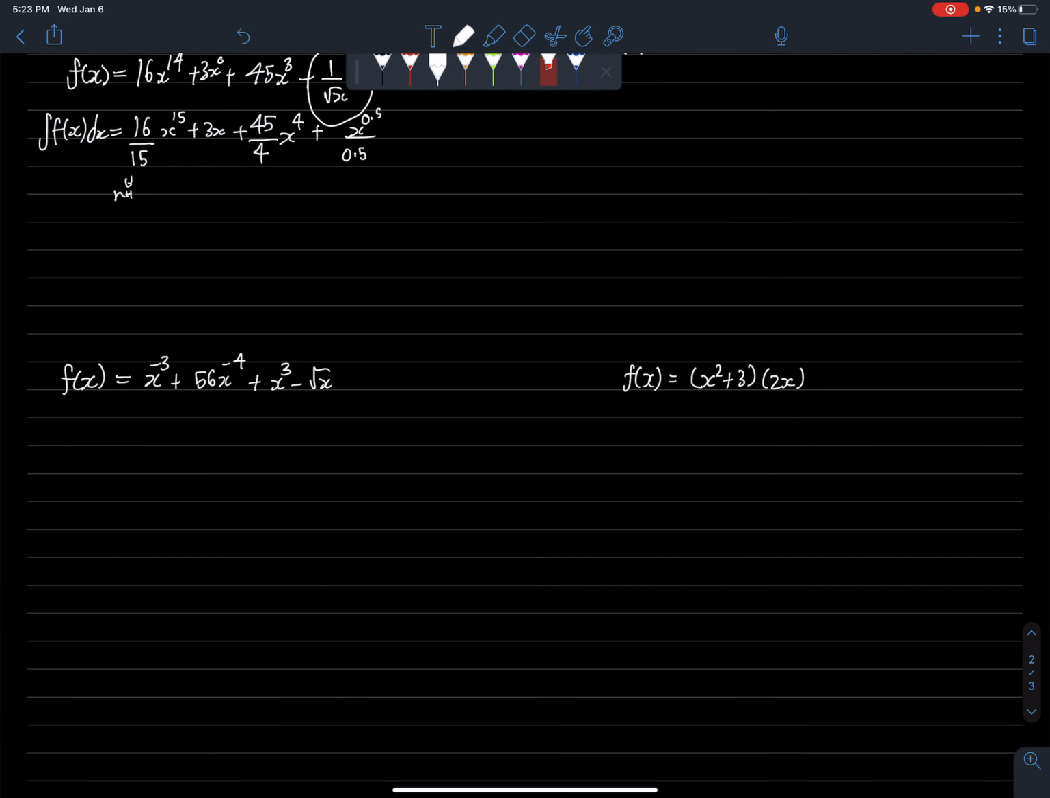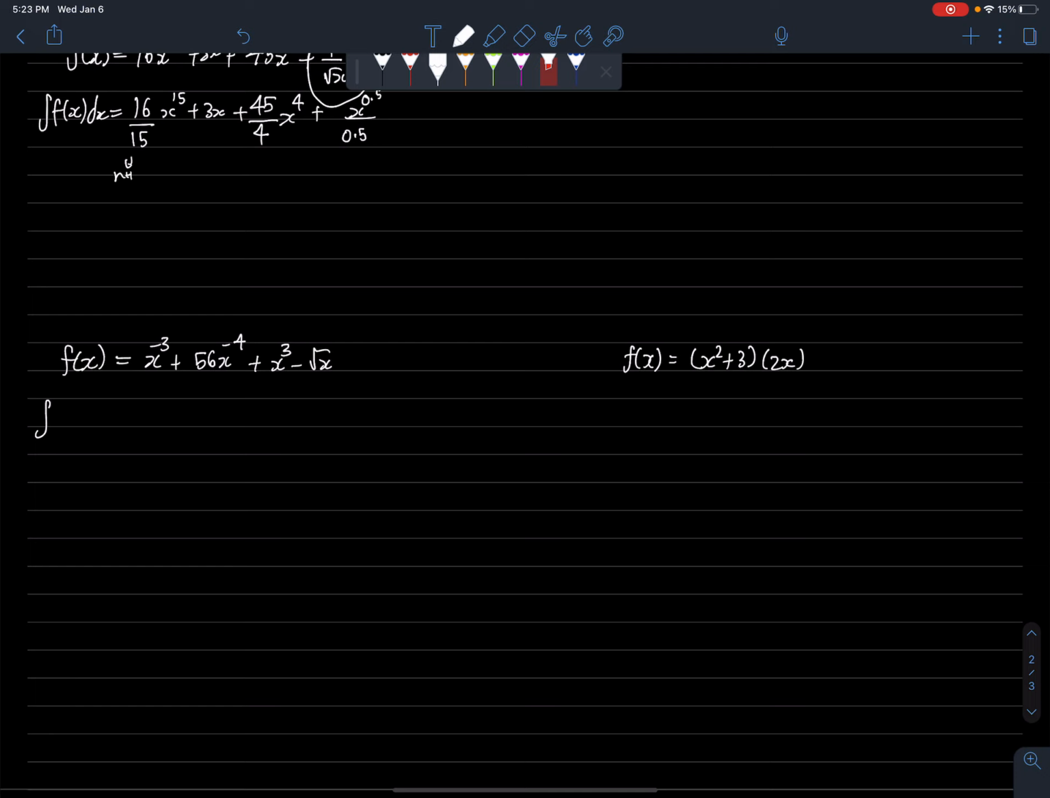Right. Next one, integral of f of x dx. Now we got a negative exponent. Doesn't matter. It's just n to us as long as you treat it like n. So if n is equal to negative 3, then you have x to the n plus 1 over n plus 1. So you just plug it in, right? Now you got x to the negative 2 because negative 3 plus 1, and over negative 3 plus 1, so negative 2, plus 56 over negative 3 times x to the negative 3.